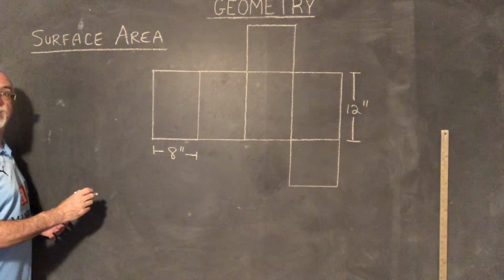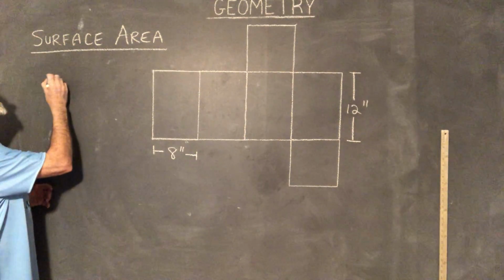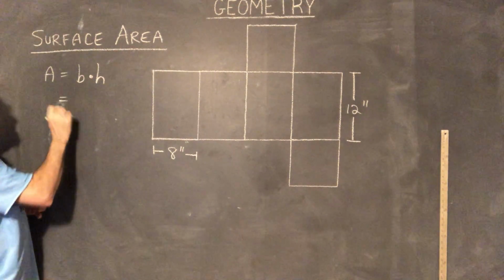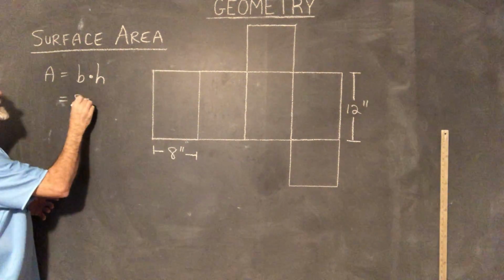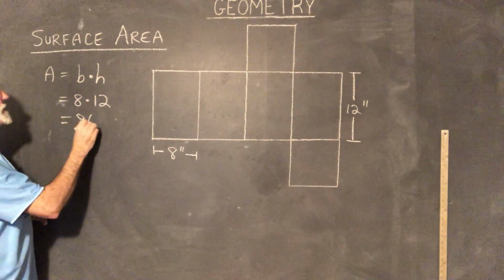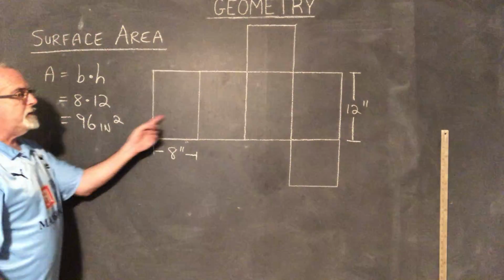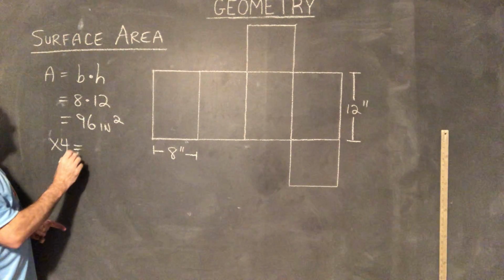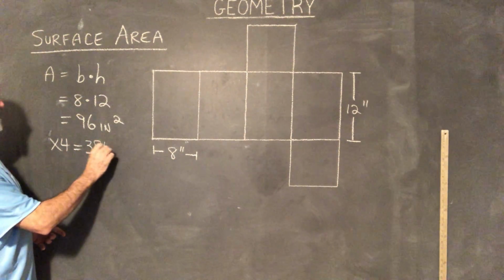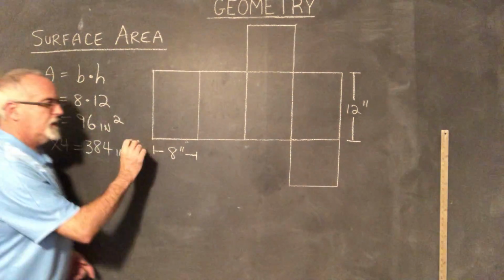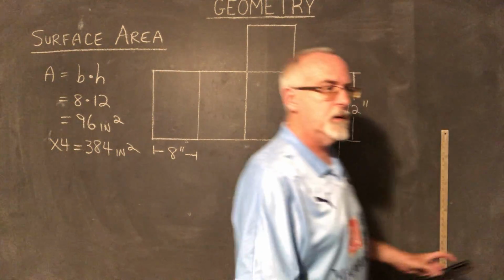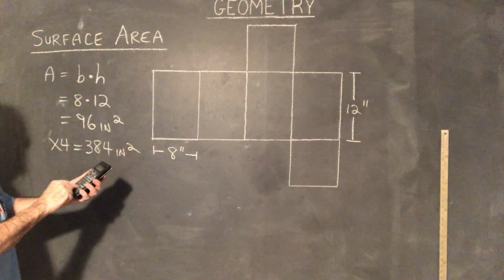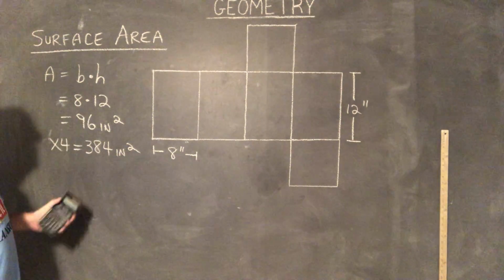So the area of a rectangle is base times height, and it's going to be, I'll call it, 8 times 12, which is 96 square inches. But there are 4 rectangles like that, so I'm going to multiply by 4, which is 384 square inches. But Doug has learned his lesson, so he's going to get his calculator and double check. 96 times 4. Yes, 384 square inches, but we're not finished.